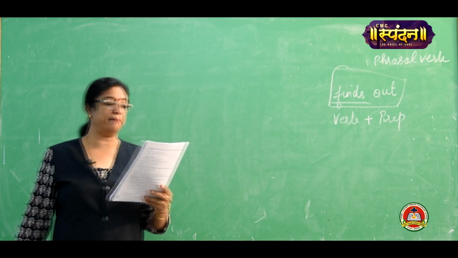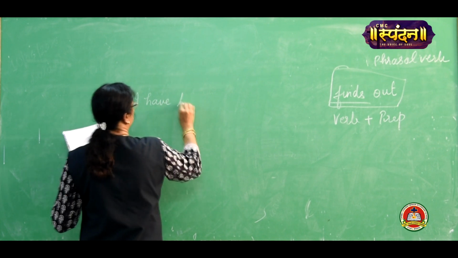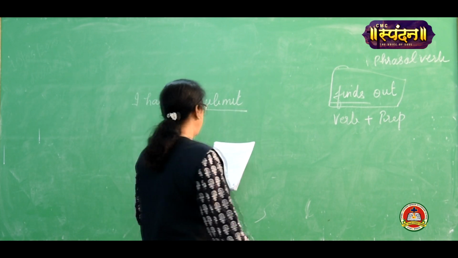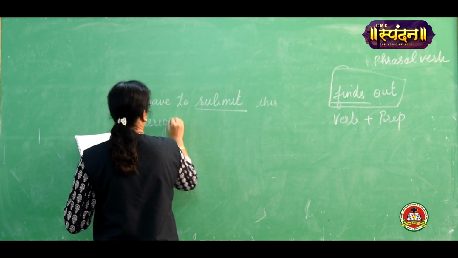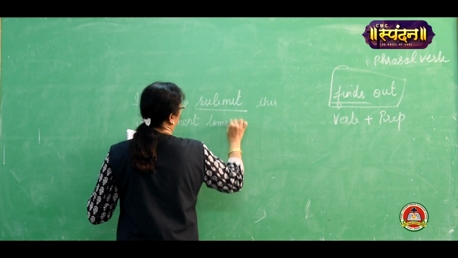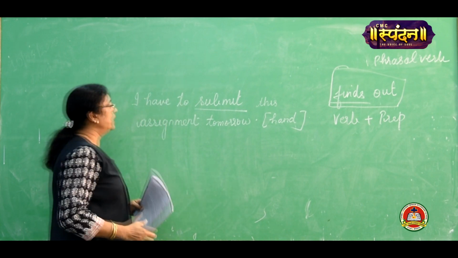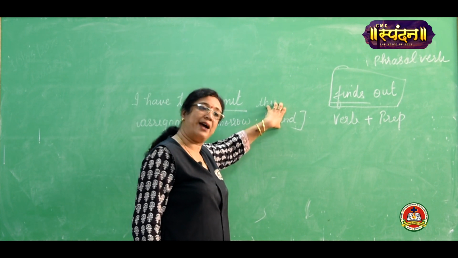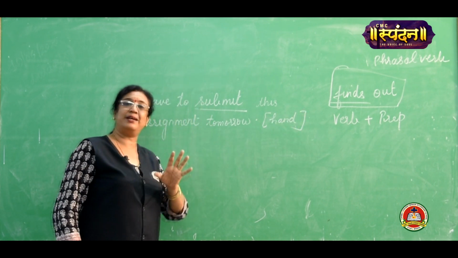First one: I have to submit this assignment tomorrow. I'll write down the sentence. Now this word, submit, is given in bold. This is the sentence given, and in the bracket one word is given: hand. This bold word you have to replace with this word, but you have to add one more word to make a phrasal verb, because if this word is given alone, it is only a verb.